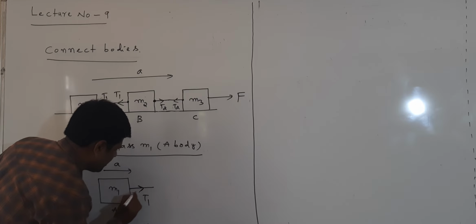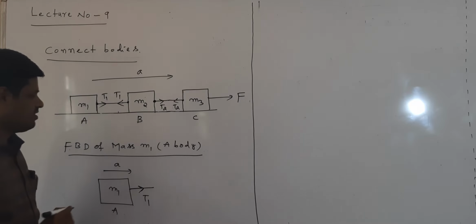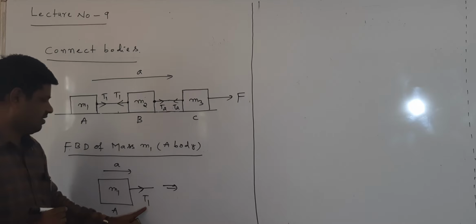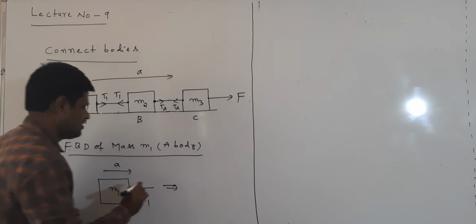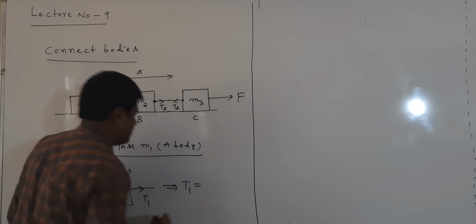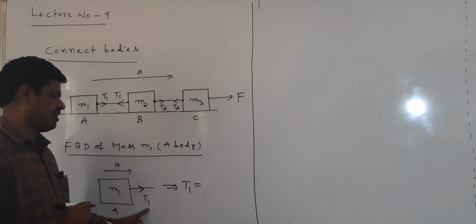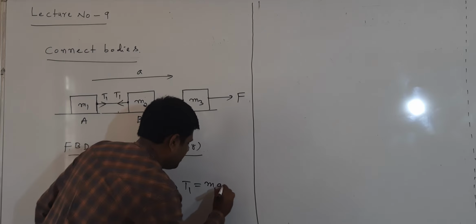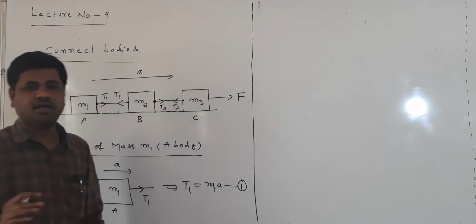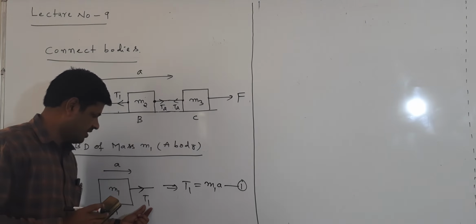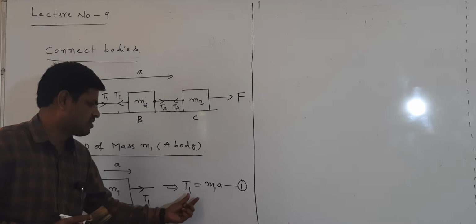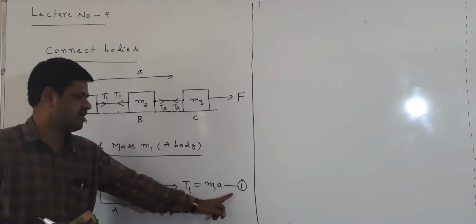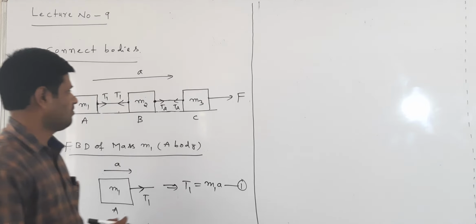Tension is acting in this direction. Now only one force is acting here, the tension T1. So the net force can be written as T1, and net force is equal to mass into acceleration, M1 into A. Clearly listen: only one force is acting, tension, so net force T1 is equal to mass M1 into acceleration A. This is given as equation number 1.